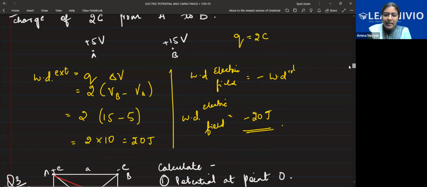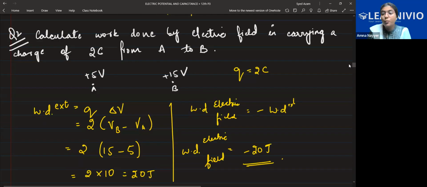Write it down. Then one question on the superposition principle that we studied now. N number of charges are there, that we'll discuss. That question is left, that we'll discuss.